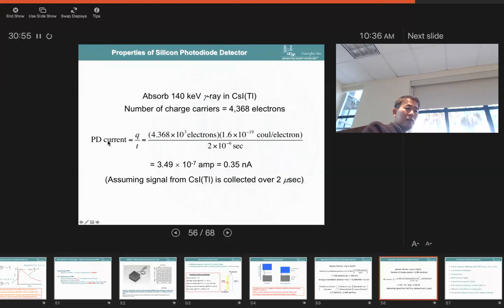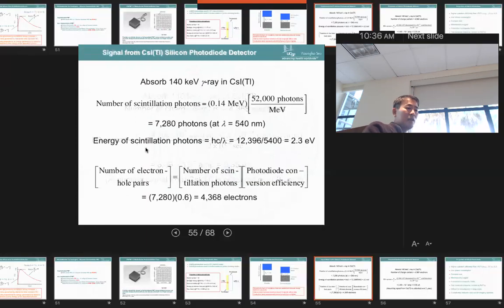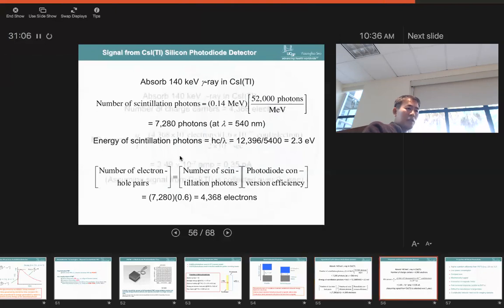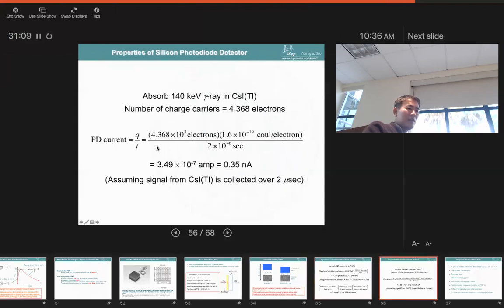Okay, a little more calculation. What kind of current are we talking about? As I said, there's no amplification, so we just calculate the charge from this number of electrons. Let's say that we collect this over 2 microseconds, not milliseconds. Then the current we are measuring from the silicon photodiode is in the nanoampere range. This is what I was talking about. This is very low compared to a PMT.